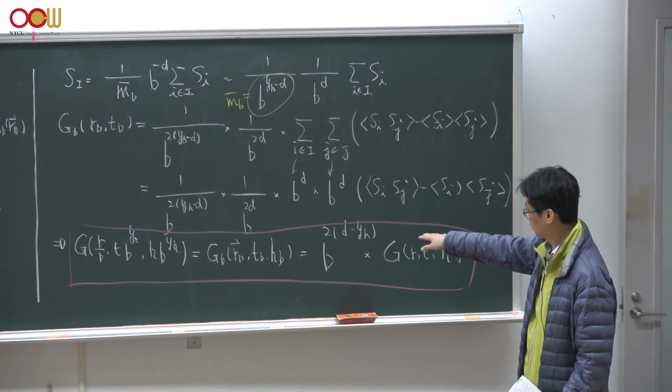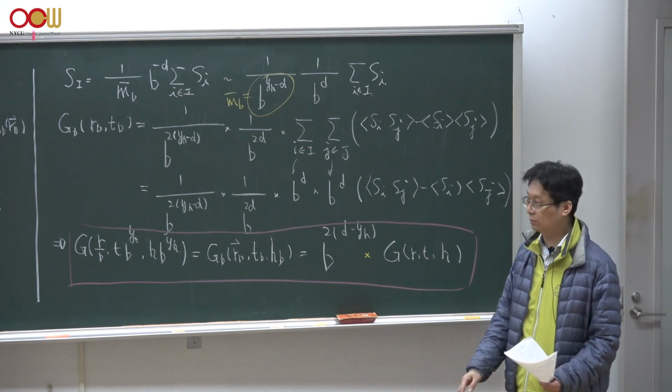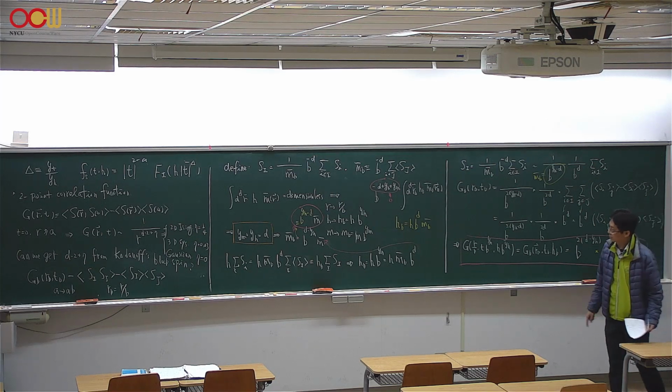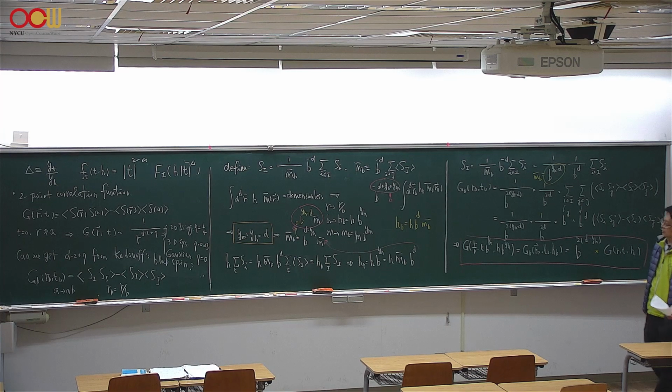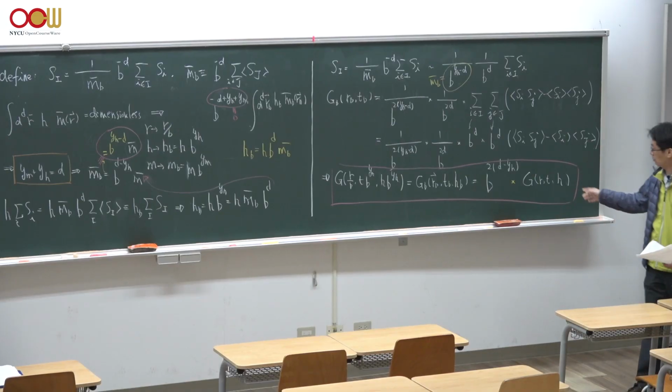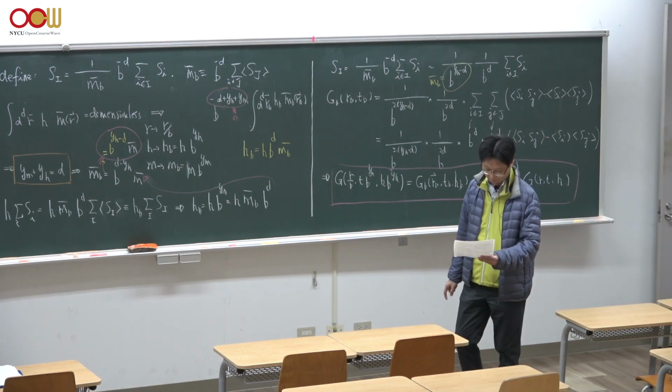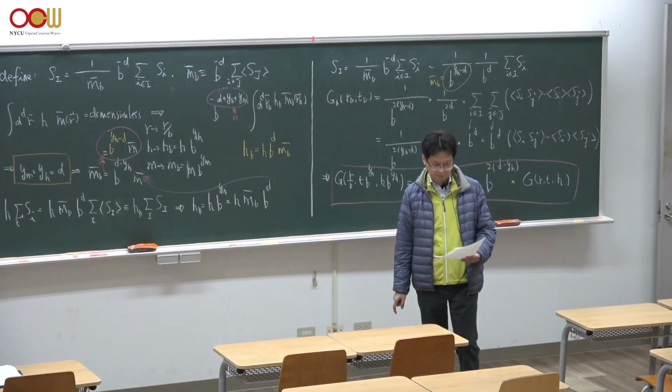And then we could start from here and calculate the anomalous exponent eta that we wanted to derive over there. So let's take a short break. When we come back, we'll finish this derivation based on Kadanoff's block spin.